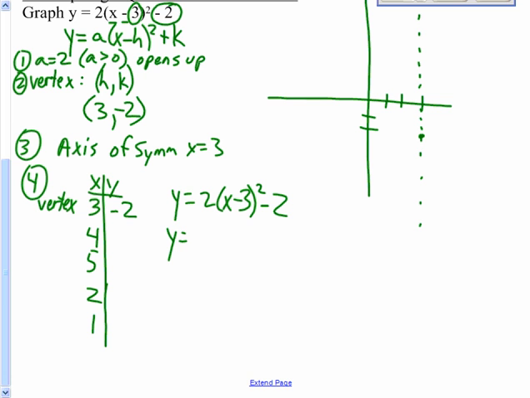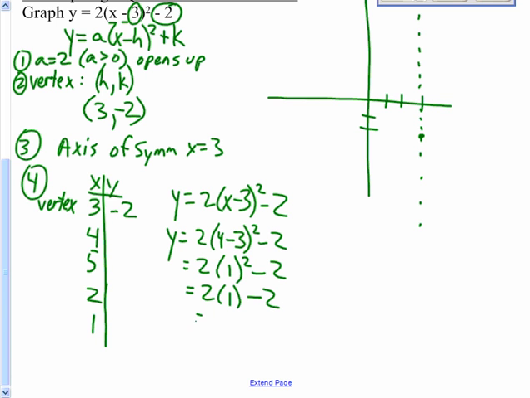Plug in and chug, so we're plugging in 4. 4 minus 3 is 1. 1 squared is 1. 2 minus 2 is 0. So 4, 0. Plug in 5. Right here, 5 minus 3, 2. 2 squared, 4. 4 times the 2 in front, 8. 8 minus 2, we got 6. So 5, 6. Okay. You plug in the 2, and you end up getting 0.